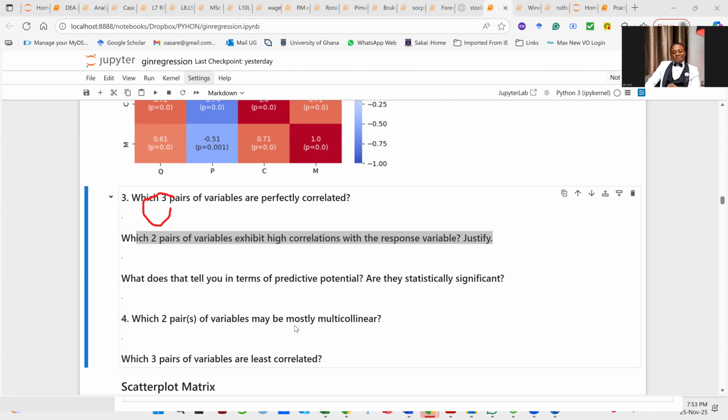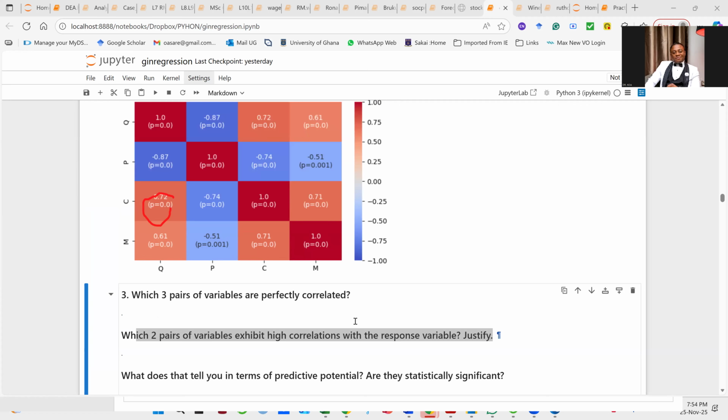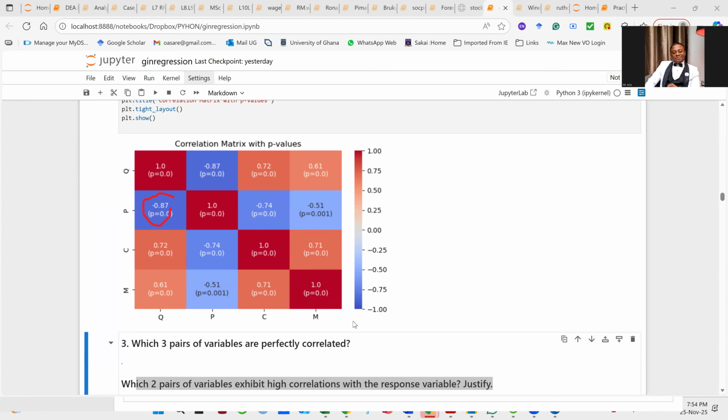Which two pairs of variables may be mostly multicollinear? Now, the last time, maybe not here, but we've done it in other places. Write this down. Write this down.